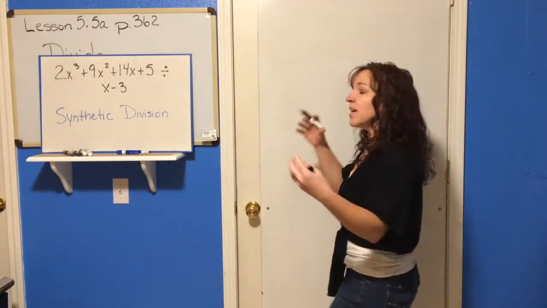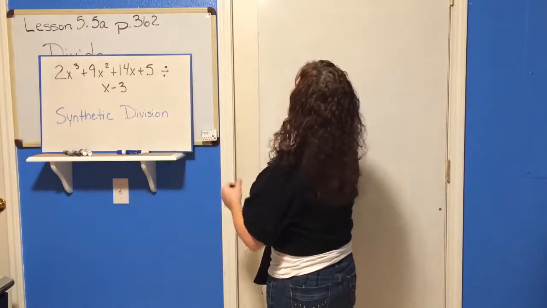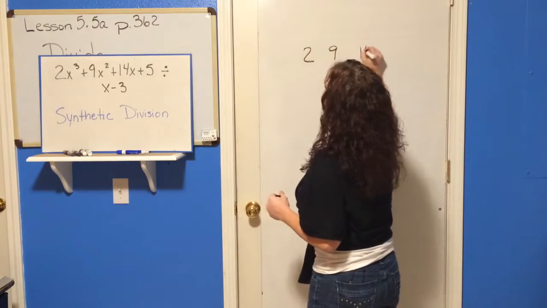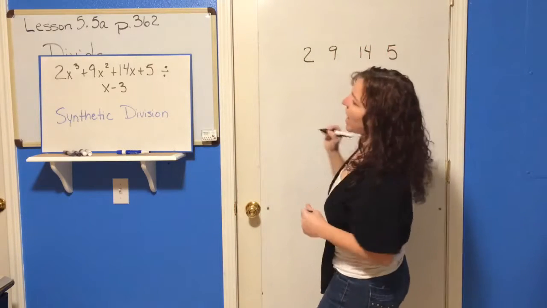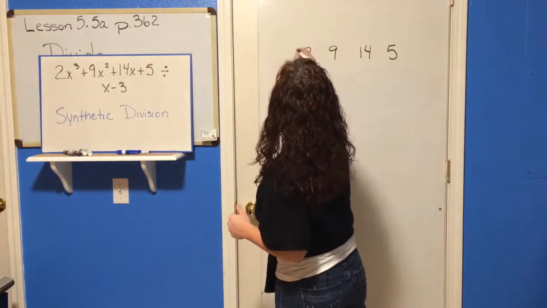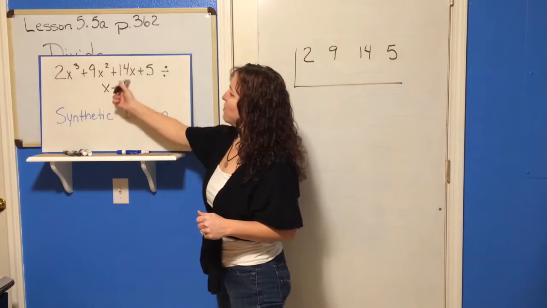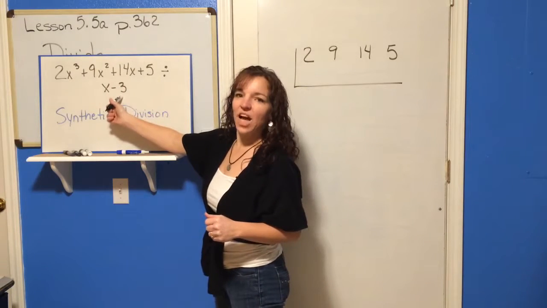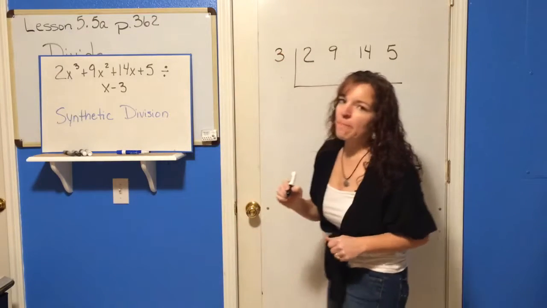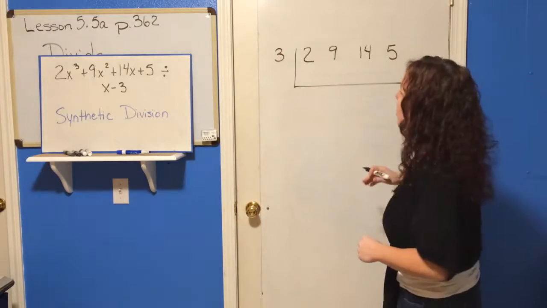Just like with synthetic substitution, you're just going to use the coefficients of each of those terms. So you're going to use the 2 and the 9 and the 14 and the 5. And you've got to make sure that you've got each term represented, and we do. And you're going to have an upside down division problem. And you're going to divide by the opposite of this. So you're going to divide by a positive 3. All right? And the reason you're doing that is because of the subtraction that happens along the way.